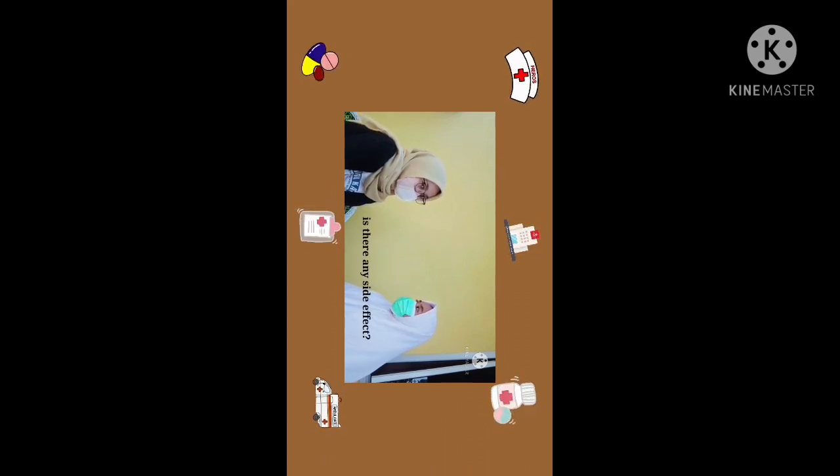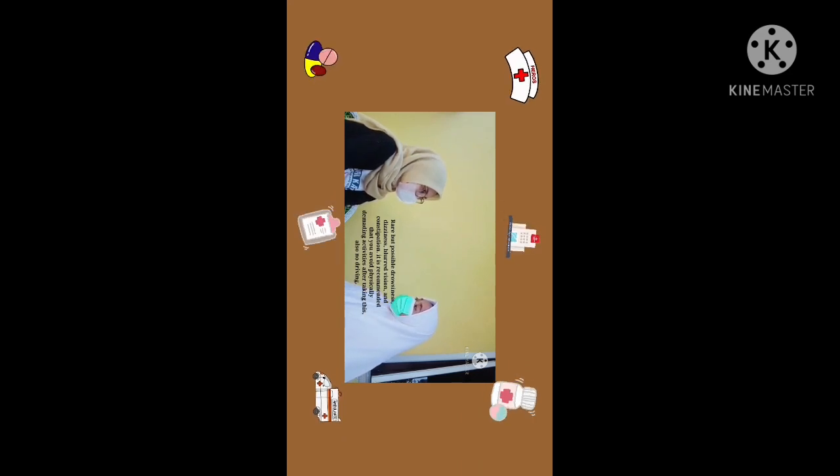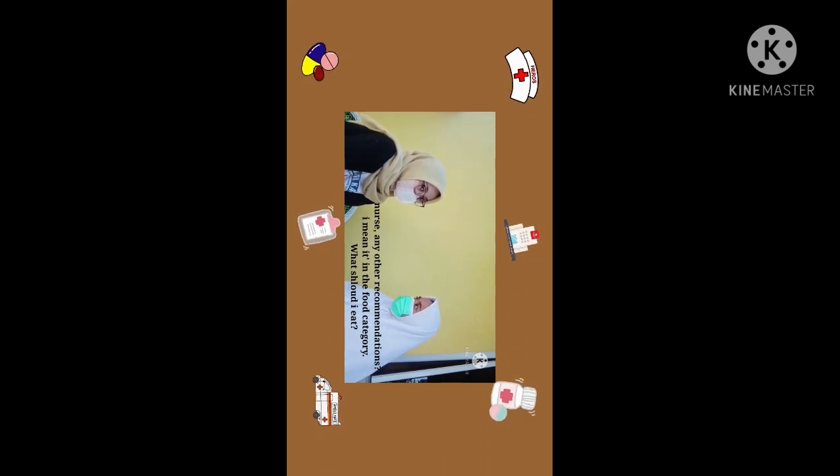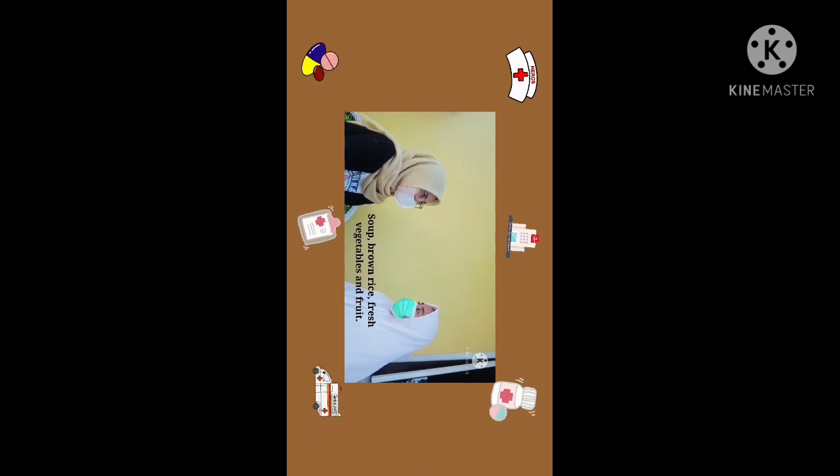Are there any side effects? Rare but possible: drowsiness, dizziness, blurred vision, and constipation. It is recommended that you avoid physically demanding activities after taking this, also no driving. Nurse, any other recommendation? I mean, in the food category. What should I eat? Salt, brown, ripe, fresh vegetables, and fruit. Okay, nurse, I will follow your advice. Fine. Any question? No, thanks. Okay, miss, no problem.